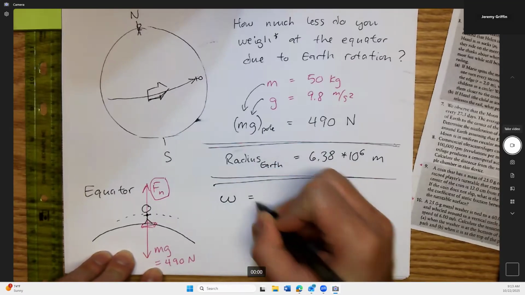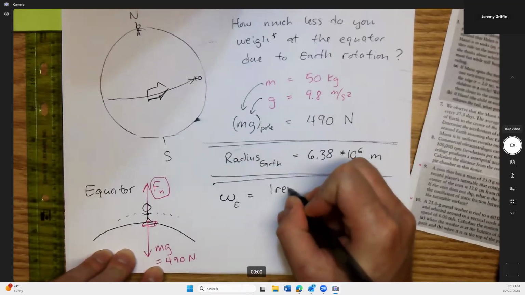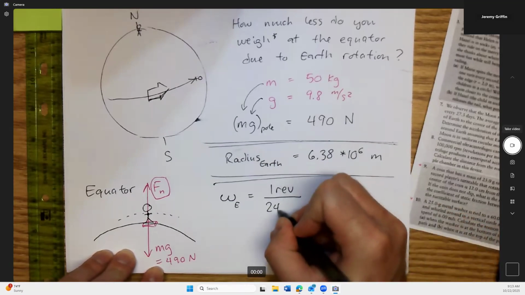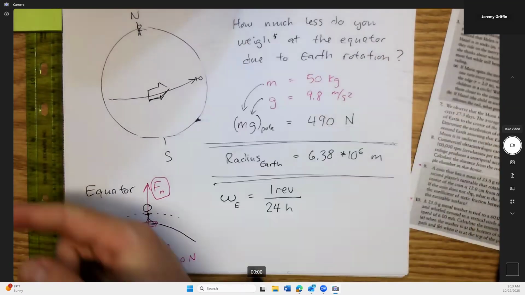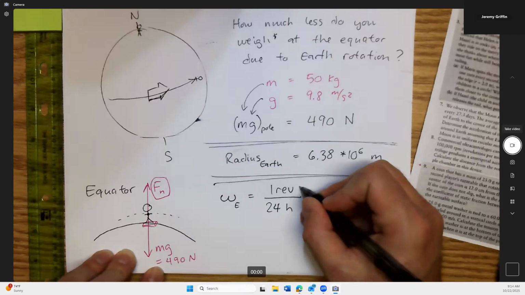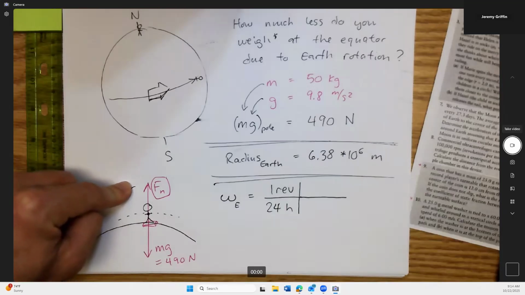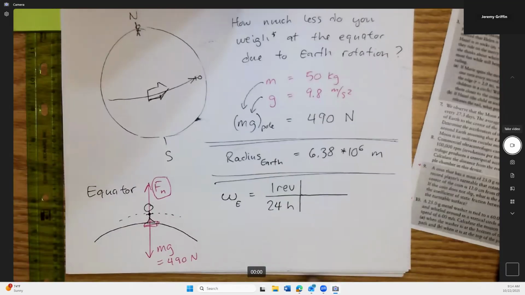Guys, what is omega for the Earth? One revolution every 24 hours. Actually, maybe one rotation, I should say. Normal revolution is like you're going around something. Rotation is like spinning on your own axis. You guys get the idea. Every 24 hours. If I want to do math with this, because it looks like I'm looking for a mathematical type answer, I better not have revolutions per hour. I better have what per what?